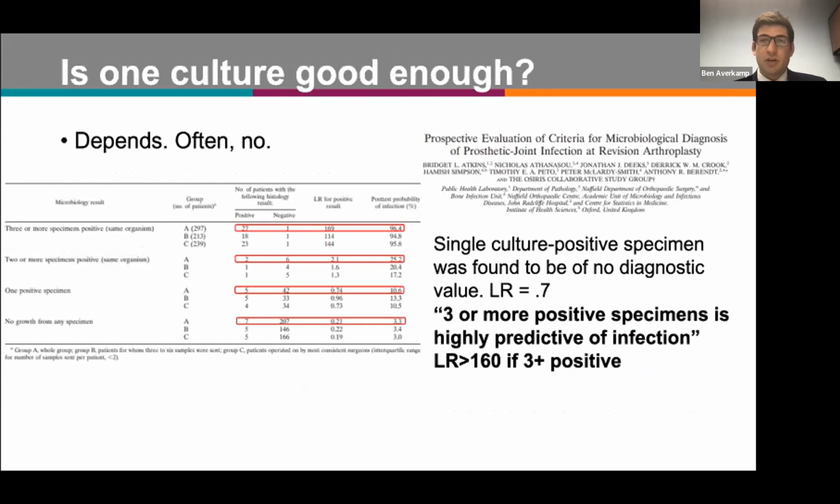The next question to answer is how many cultures should we obtain? On the previous slide, they used 3. Is there a reason for this? Most likely, yes. A study in 1998 determined that at the time, 3 or more positive culture samples are strongly predictive of an accurate infection diagnosis.